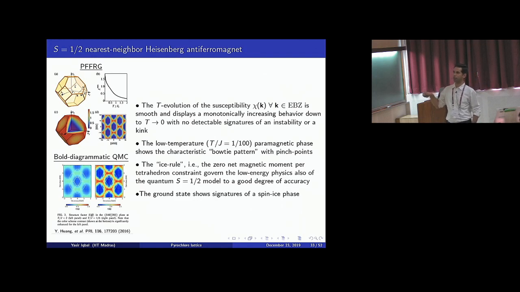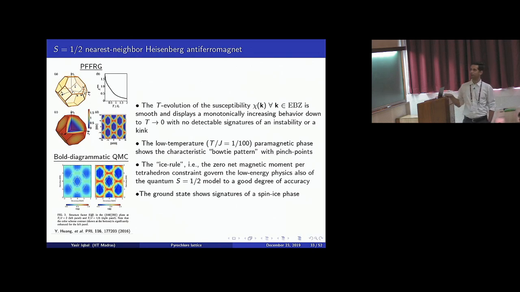You can also do bold diagrammatic QMC and compute the same quantity. This was done by Prokofiev's group. But the only restriction they have is that the convergence of the Feynman skeleton series becomes very poor below a temperature which is roughly J over 6. So you cannot completely rule out magnetic order if you restrict yourself to temperatures of just J over 6, whereas in RG you can go to J over 100 easily, right?